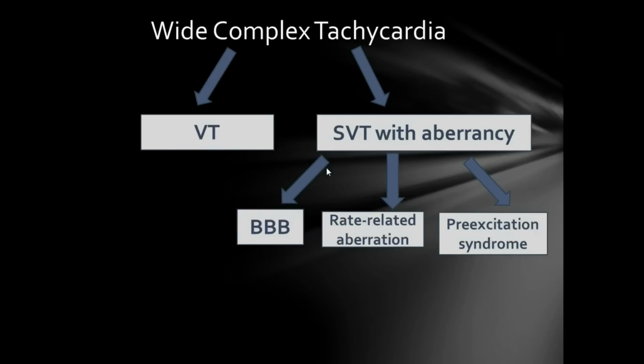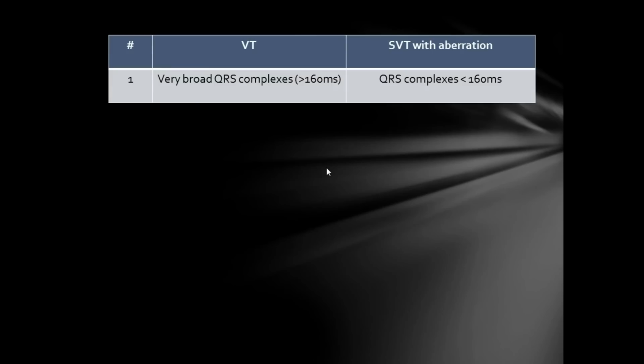Now, coming to the differentiation between ventricular tachycardia and SVT with aberrancy. The first difference is that in ventricular tachycardia you have very broad QRS complexes, which are more than 4 small squares, or 160 milliseconds. This is in contrast to SVT with aberration, where you usually have a QRS complex duration of less than 4 small squares, but of course more than 3 small squares.